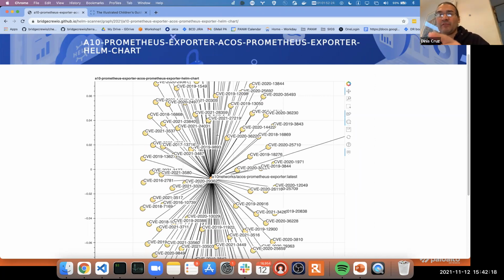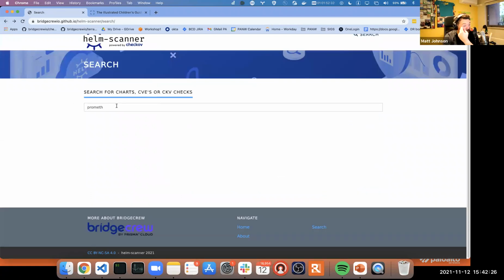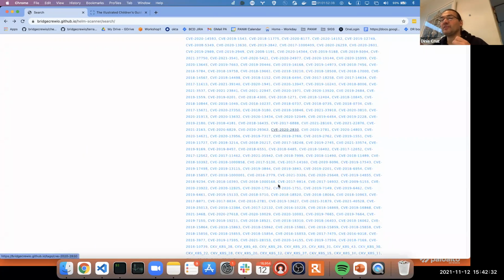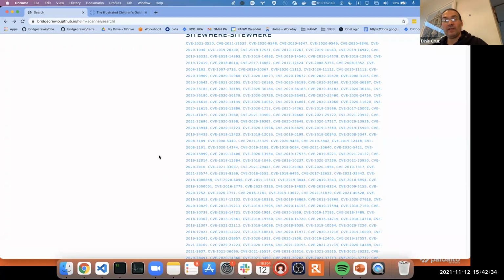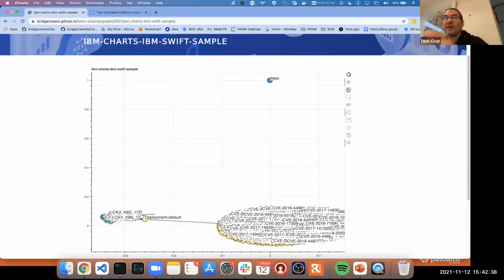If you look at the previous graph you showed, am I correct to say there's a number of times where you have the same CVE linked to multiple things, right? Yes. And the problem with that is, although that technically is correct, when you visualize it, it's not easy to see what's going on, right?